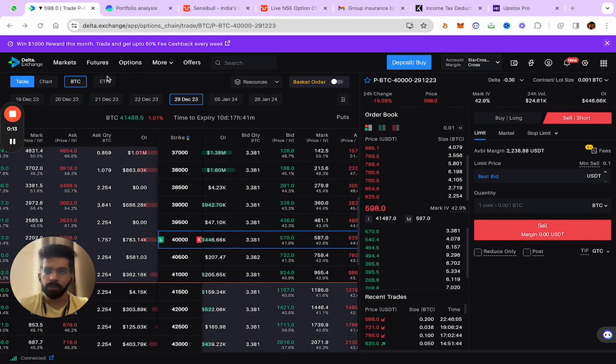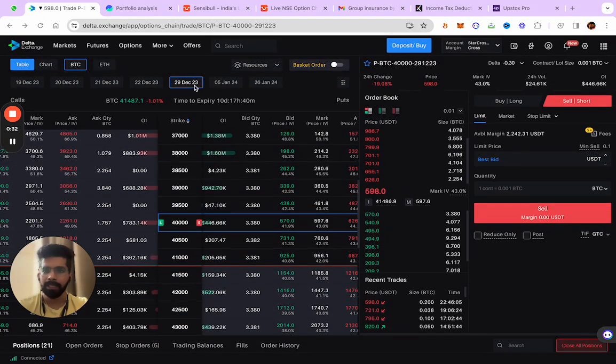Delta Exchange offers you options trading for both Bitcoin and Ethereum, and for both of these assets, you'll find currently there are three daily expiries open, that is the 19th, 20th, and 21st of December, along with two weekly expiries of 22nd December and 5th Jan, and two monthly expiries of 29th December and 26th January. So I've currently clicked on the monthly expiry for December, that is the 29th December expiry.